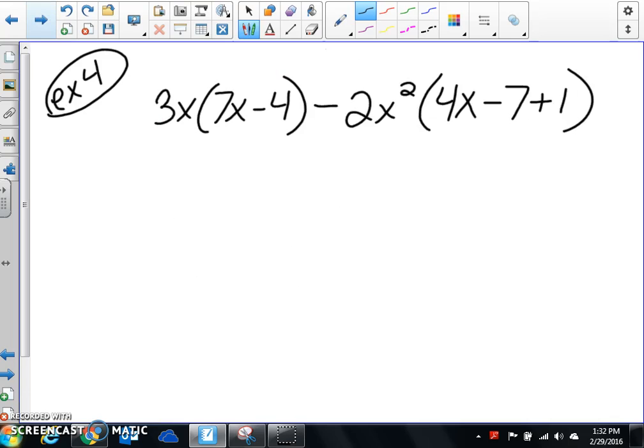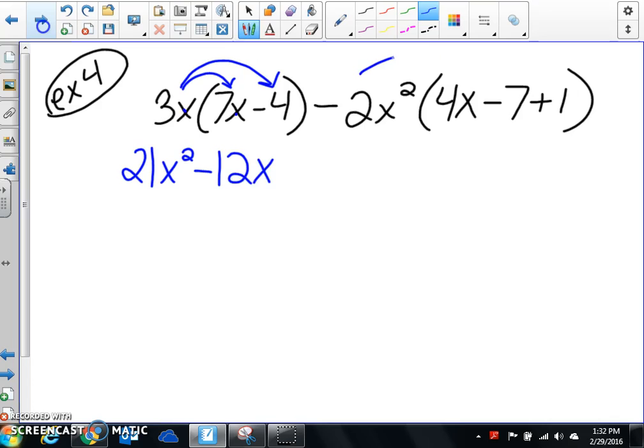Next one. All right, so I've got 2 distributive properties within 1. So 3 times 7 is 21. X times x is x squared. 3 times negative 4 is negative 12, and then I have my x. Negative 2 times 4 is negative 8. X squared times x is x to the third.